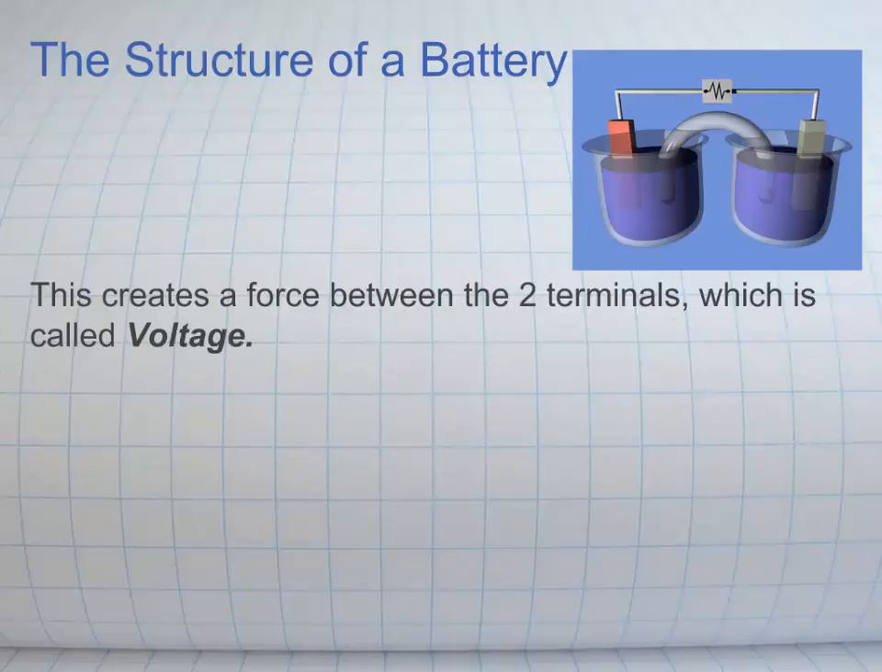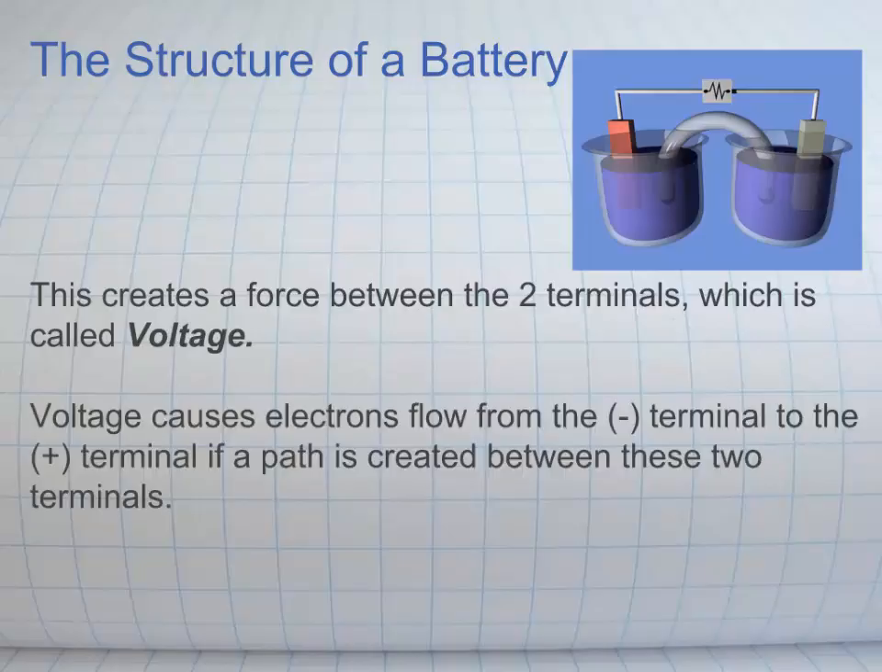Okay? Voltage is the force that I always look at kind of like a pump. If you take the water analogy when it comes to electricity, it's really handy to try to understand it. So you could look at voltage as water pressure being pushed through a pipe. That's voltage. Voltage causes the electron flow from the negative terminal to the positive terminal if a path is created between these two terminals.